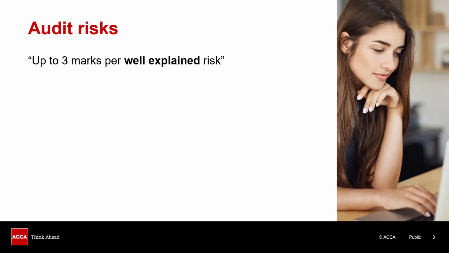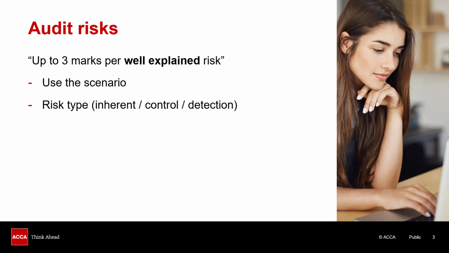So audit risks first of all, and the mark scheme will say something like up to 3 marks per well-explained risk. But what is it that makes a risk well explained? Well, it's a tough question to answer because it really depends on the risk. But the type of things that you're looking to do in an answer to get all 3 of those marks are to use the scenario. Start with facts from the scenario.